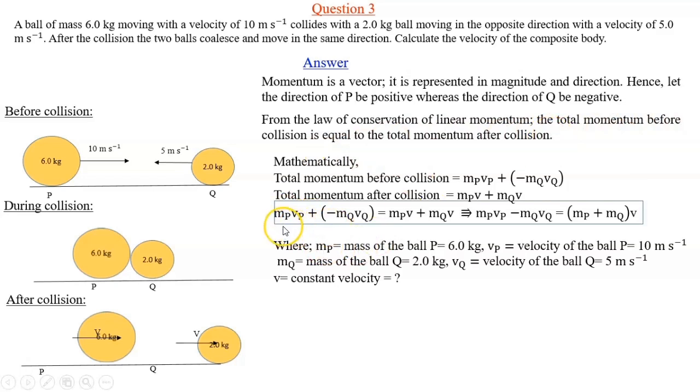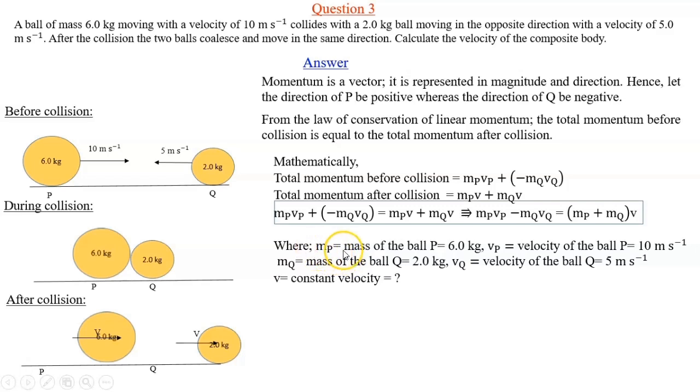therefore, mathematically, we have mp vp plus, in bracket, minus mq vq is equal to mp v plus mq v. Carrying out a simple arithmetic: plus times minus is minus. Therefore, mp vp minus mq vq is equal to mp plus mq, that is, factorizing v out so that we can put it outside the bracket.